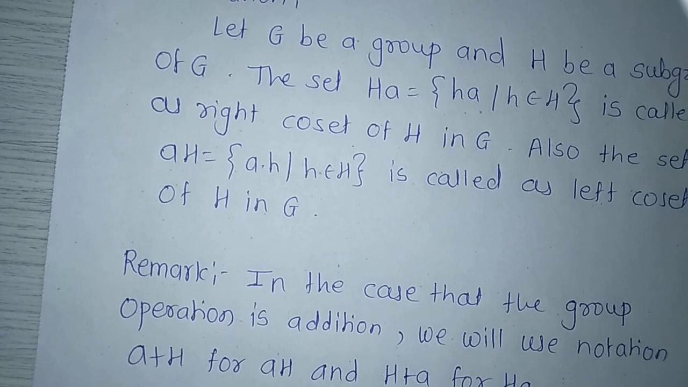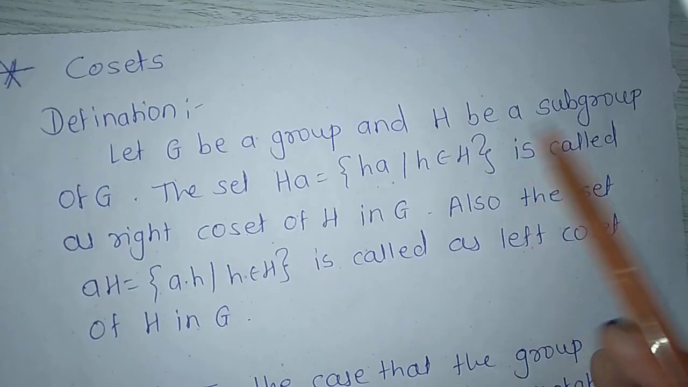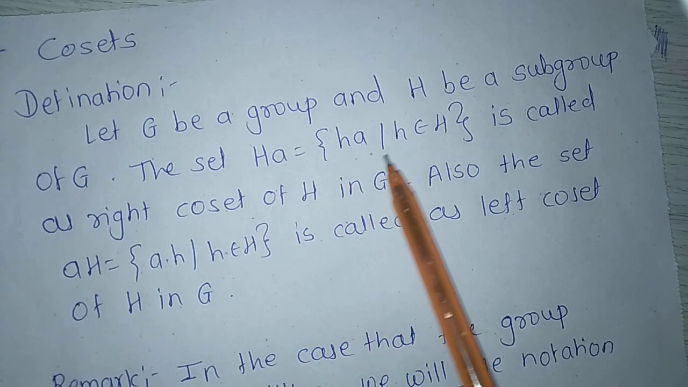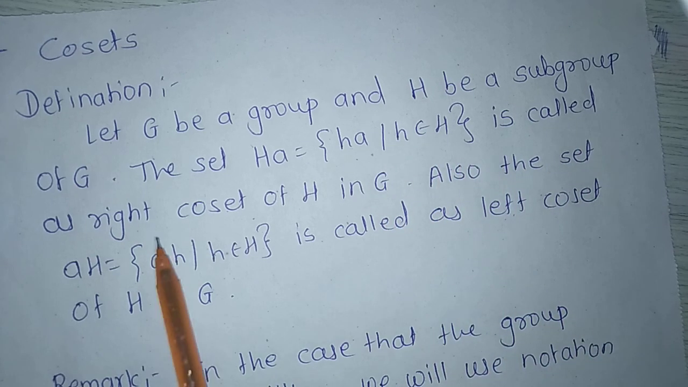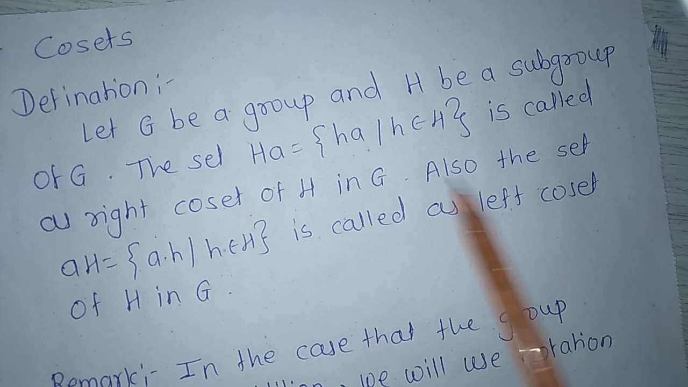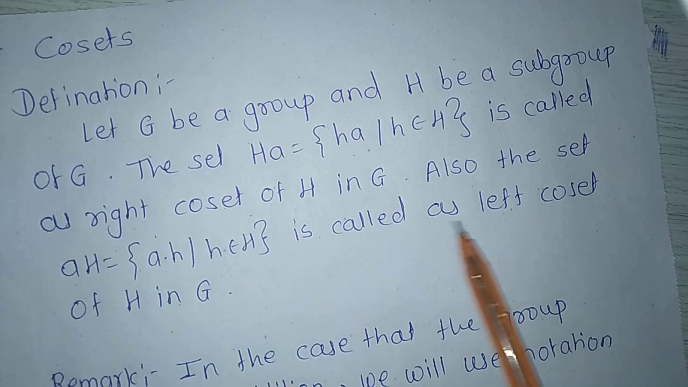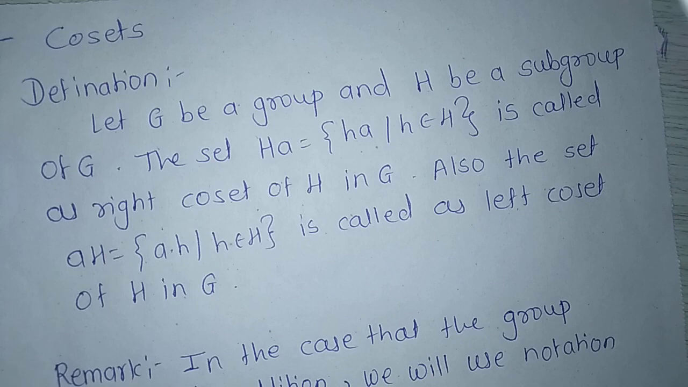Next, cosets. Definition: let G be a group and H be a subgroup of G. The set Ha, equal to the set of ha such that h belongs to H, is called the right coset of H in G. Also, the set aH, equal to the set of ah such that h belongs to H, is called the left coset of H in G. We stop here.